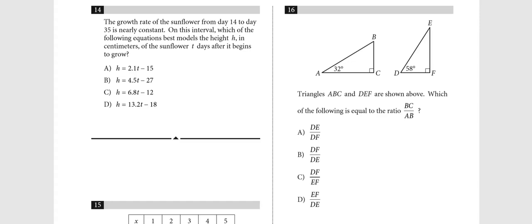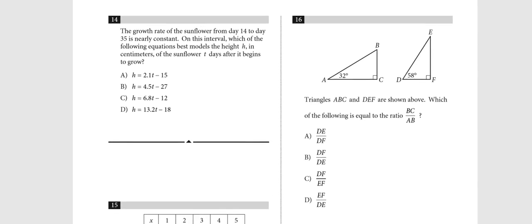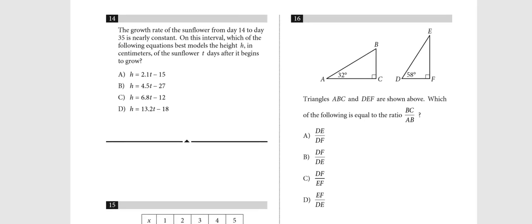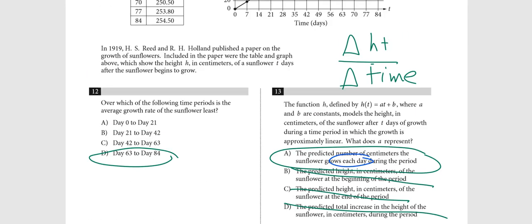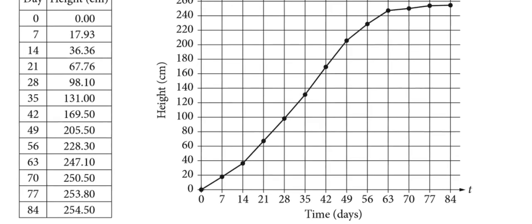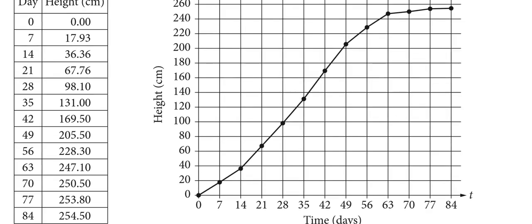On this interval, which of the following equations best models the height in centimeters of the sunflower t days after it begins to grow? So 14 to 35. So from 14 to 35.